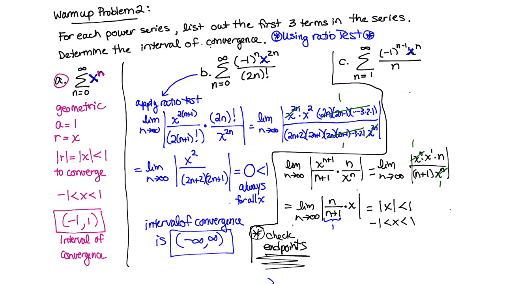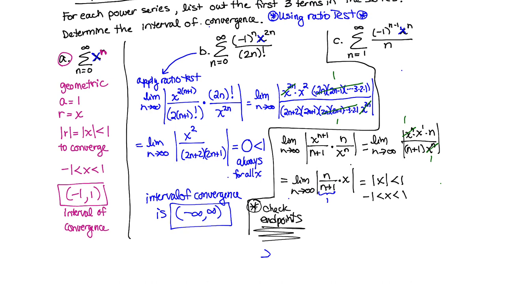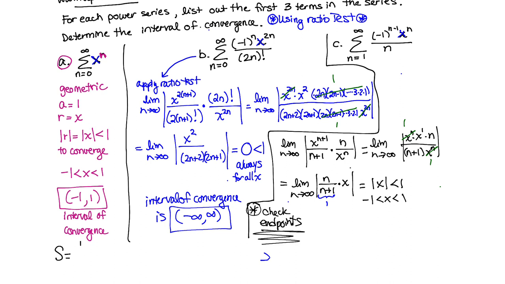Not only that, but if it's geometric, not only can you do that quick way to find the interval of convergence, but you can also right away find your sum. Your sum is A over 1 minus R. So that is really cool. If you recognize a power series as being a geometric power series, that is super powerful for us, okay? Because not only do we get an interval of convergence really fast, but more importantly, we actually can get the sum for that series.